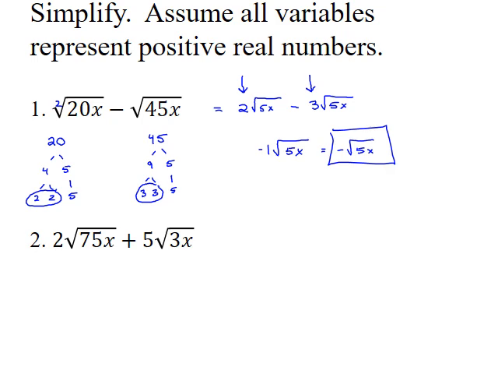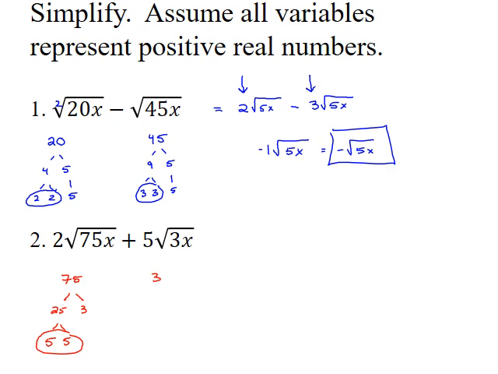All right, so I showed you one. Let's do another example, same idea. Number 2 says you have 2 times the square root of 75x plus 5 times the square root of 3x. Once again, the x's match on the inside, but the numbers do not. So I need to see if I can break down the 75 and the 3. So let's see, 75 does break down into 25 times 3, and then 25 is 5 times 5. So there's your pair of 5's.